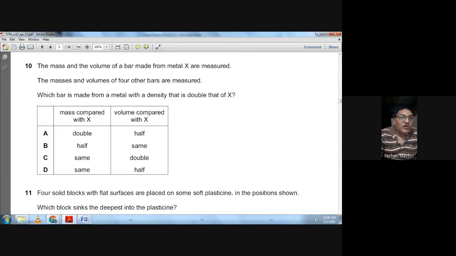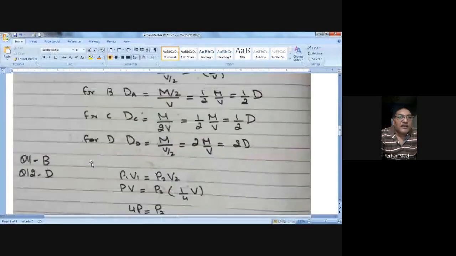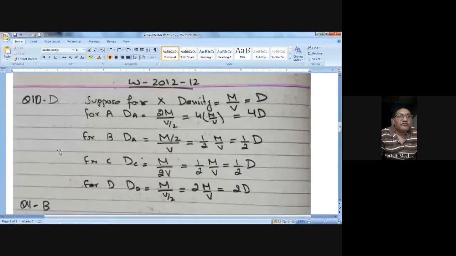Okay, so let me show you my work. On your screen, question number 10, suppose for X the density is M by V and we are calling it D. In option A, it tells us about a metal whose mass is double, so its mass is 2M, and its volume is half the volume of X, so its volume is V by 2. When I do this calculation, the answer is 4M by V, so it's 4D. So its density is 4 times the density of X.